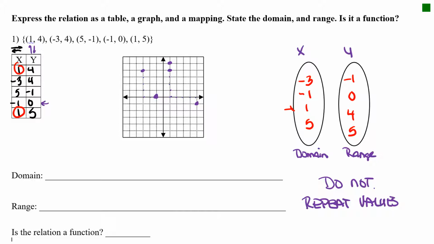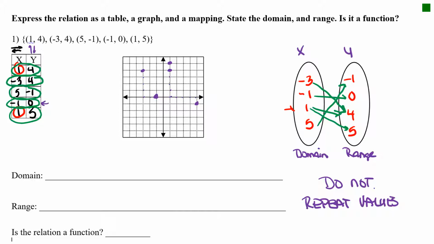So now I gotta look. -3 maps to 4. 1, I'm going to start at the top. 1 maps to 4. 5 maps to -1. Woo, way up at the top. 1 in the domain maps to 0 in the range. Was there a -1? Oops, ignore that last one. Whoopsie doodles. That's a -1 maps to 0. And then 1 maps to 5. See how easy it is to make a mistake?